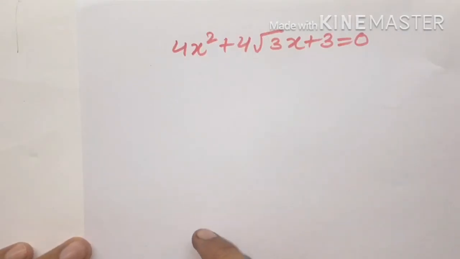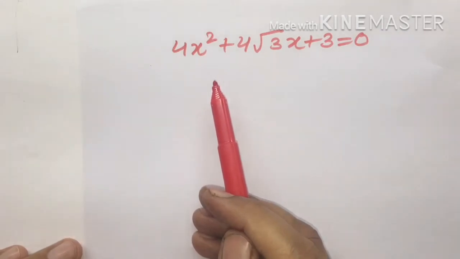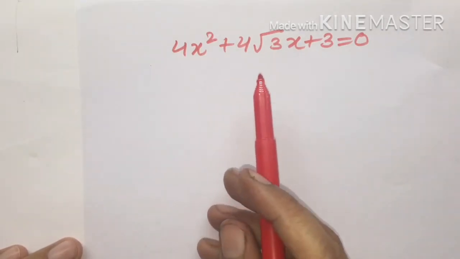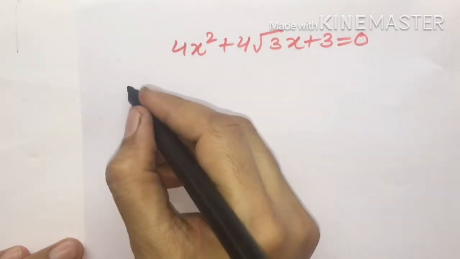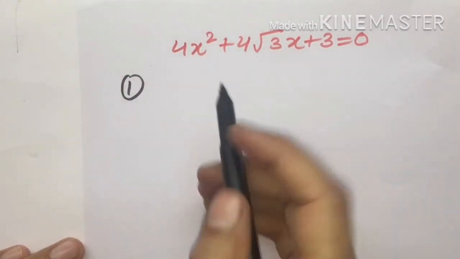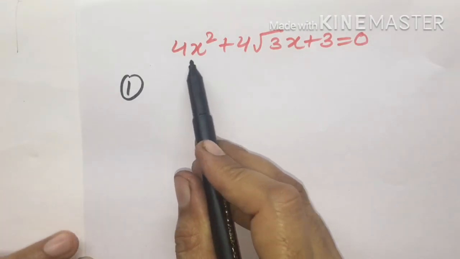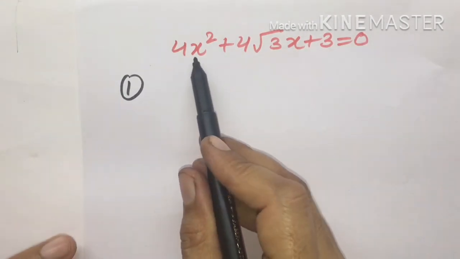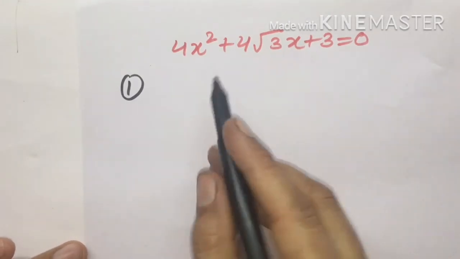This is the quadratic equation. Next example we are taking, we have to solve this quadratic equation by using completing the square method. So as I told you, in the first step we have to remove the number that is along with x square. In front of x square 4 is there, so we have to divide the full equation by 4.